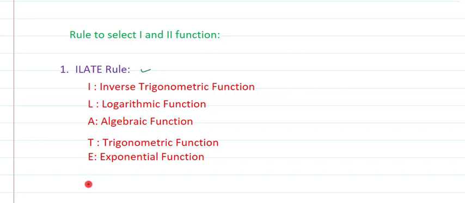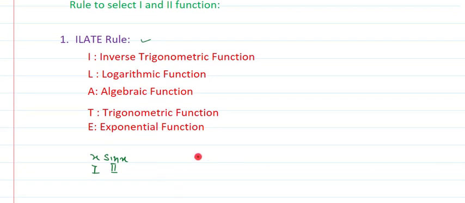Suppose the function given to us is x sin x. Here x is an algebraic function and sin x is a trigonometric function. So according to the ILATE rule, the algebraic function comes before the trigonometric function in the order of ILATE. Therefore the algebraic function will be named the first function and the trigonometric function will be named the second function.